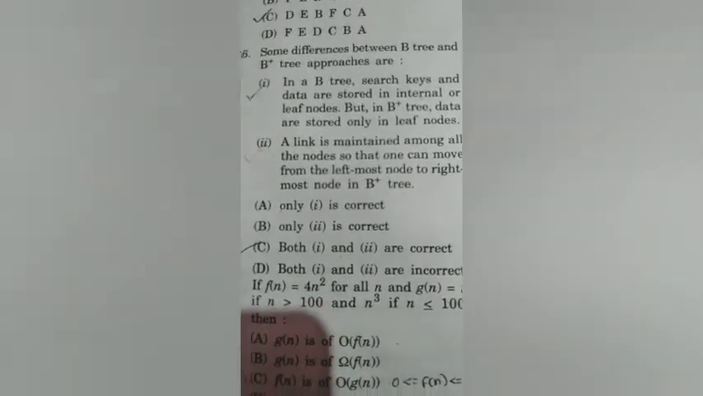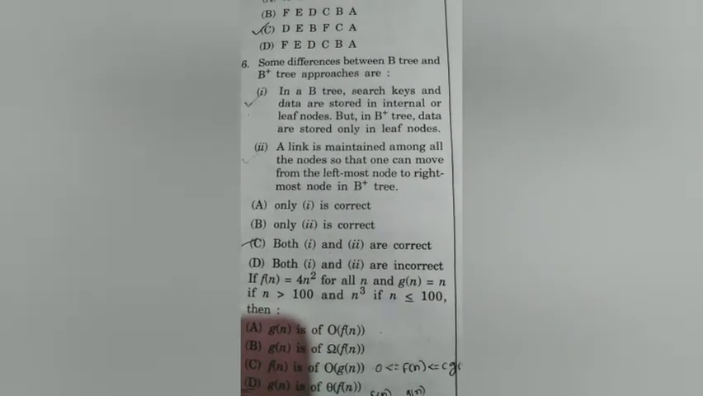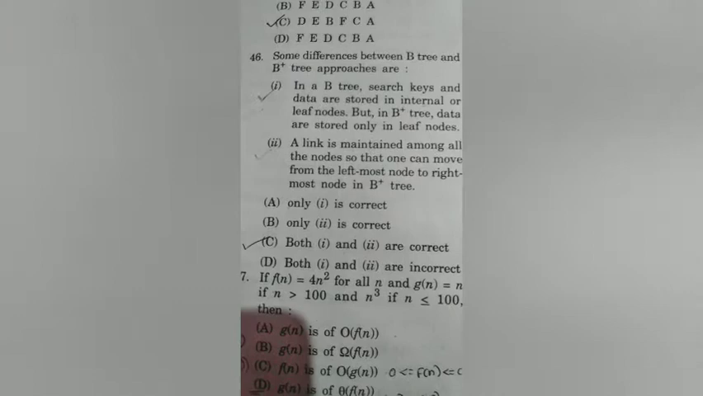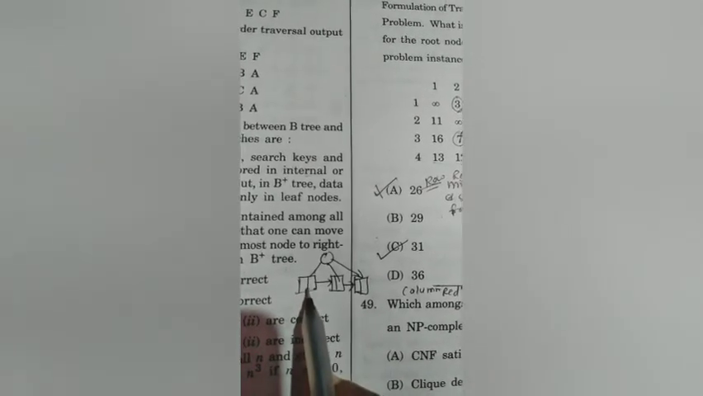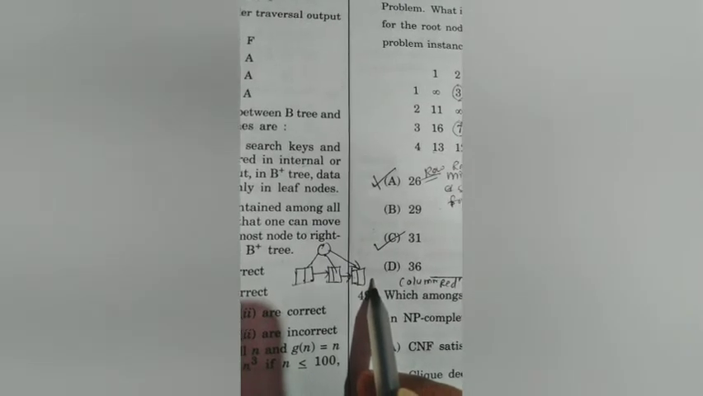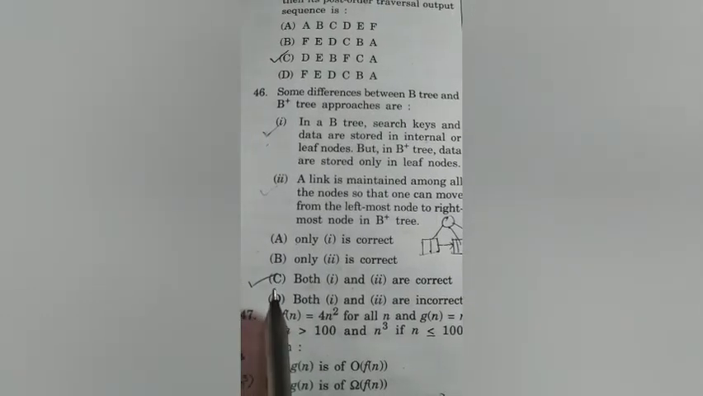Question number 46. B plus tree and B tree. In B tree, search keys and data are stored in internal or leaf node, but in B plus trees, the data stored only in leaf nodes. It is correct statement. A linked list is maintained among all the leaf nodes so that one can move from left node to right node. Both the statements are correct, and option C is the correct answer.